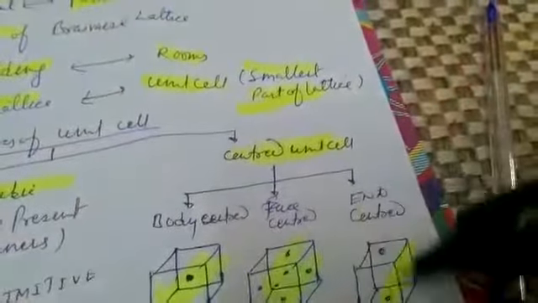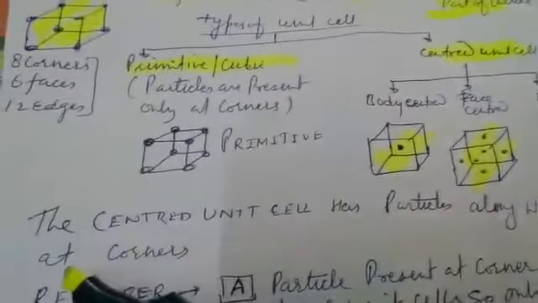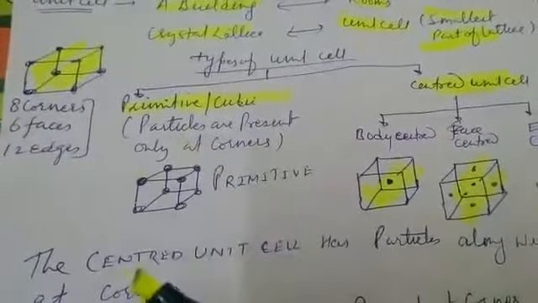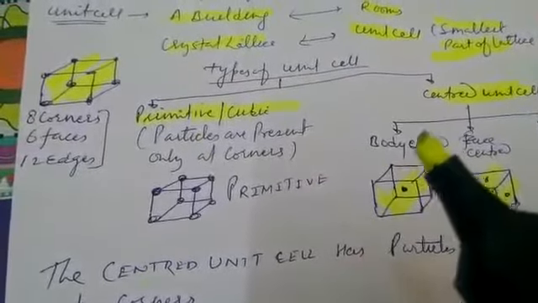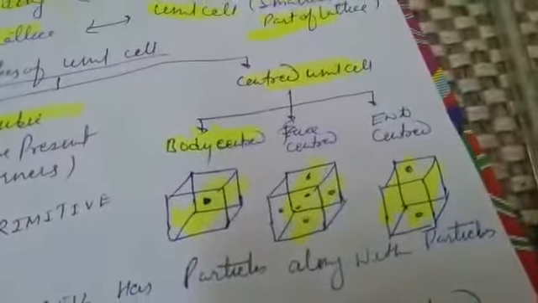Now, how will you define a centered unit cell? Now you can see these diagrams. Before seeing these diagrams, you should read this line: the centered unit cell has particles along with particles at corners. Every unit cell contains particles at the corners, but a centered unit cell contains particles other than at the corners. Now, there are 3 types of centered unit cells.